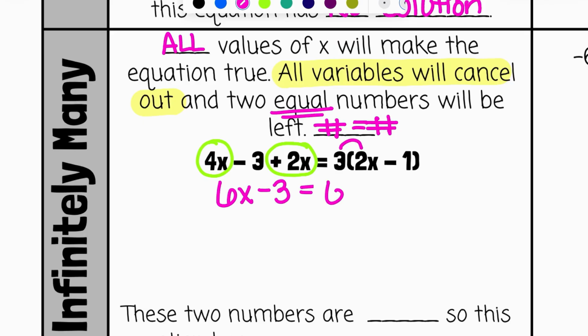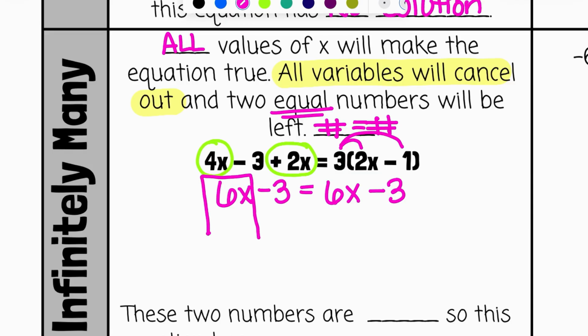Okay. On the right side, I need to do distributive property. So 3 times 2x is 6x. 3 times negative 1 is negative 3. Stop and see what you notice. The left side matches the right side exactly. Now, sometimes you don't notice this. You're just working through it, and you're in your math brain, and you just keep working.